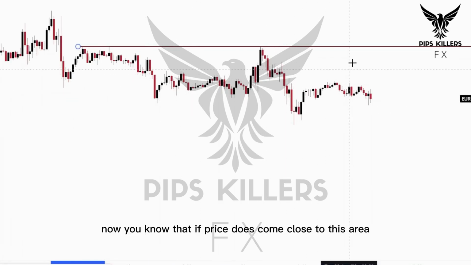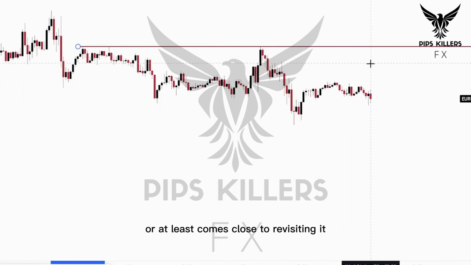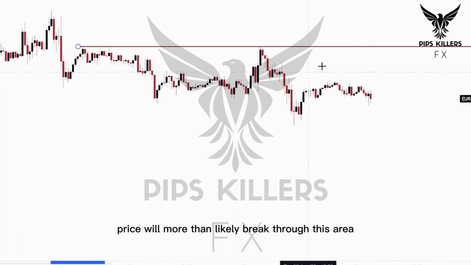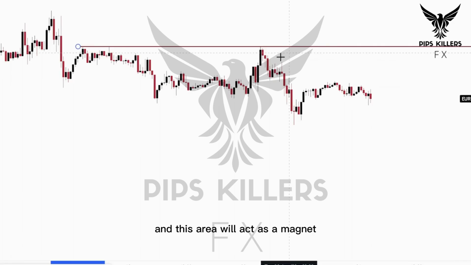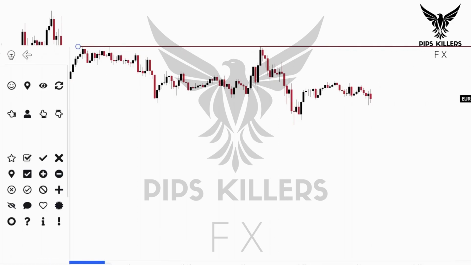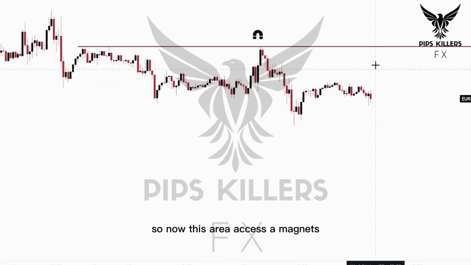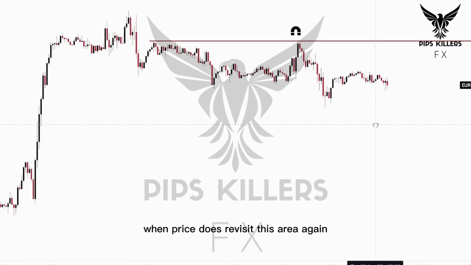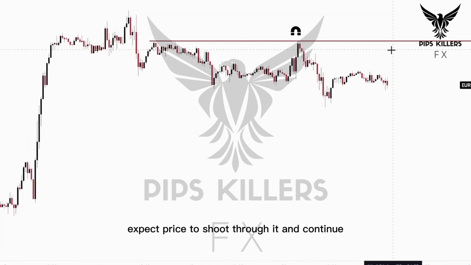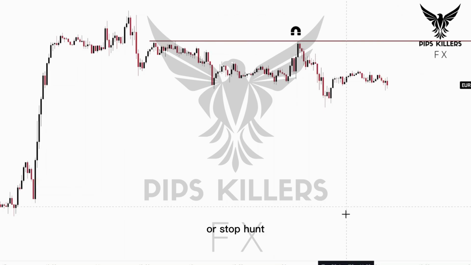So now you know that if price does come close to this area, or at least comes close to revisiting it, price will more than likely break through this area and continue above. And this area will act as a magnet. So when price does revisit this area again, expect price to shoot through it and continue or stop playing.